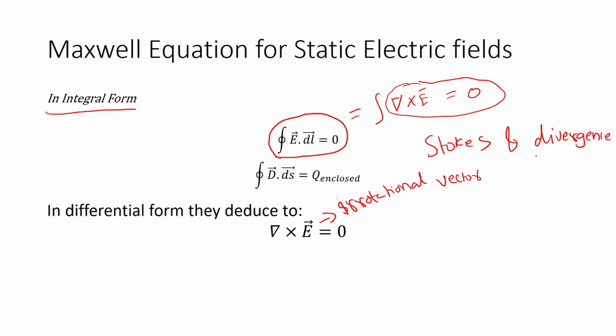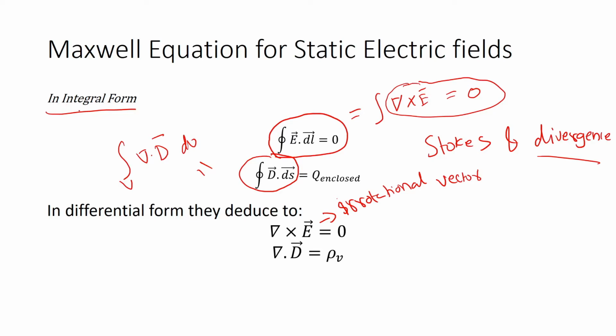Similarly, the divergence theorem relates the closed surface integral to the divergence of a vector field, which states that the closed surface integral of any vector field is equal to the volume integral of the divergence of the vector. So, using this principle, we have obtained that del dot D bar is equal to rho v. That is, the divergence of electric flux density at any point is equal to the charge density at that point.